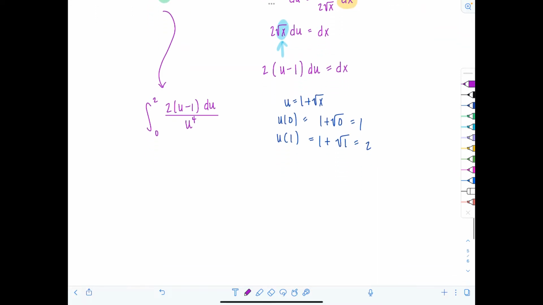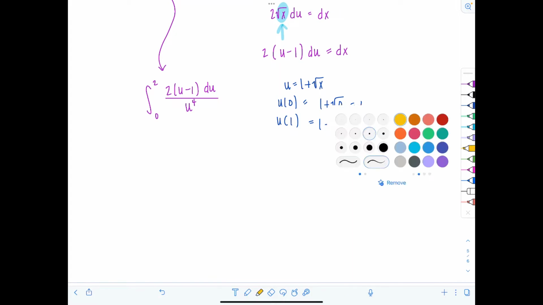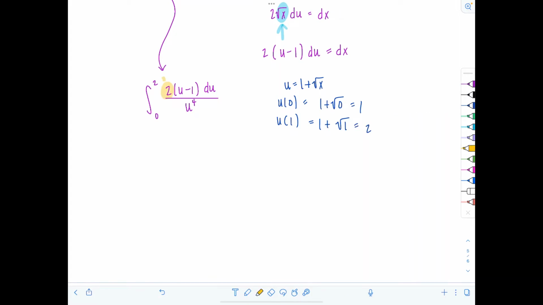Good. What should we do next? We'll get this constant out of here. Move it outside. What was it doing inside anyways? So 2 times the integral from 1 to 2, now we have (u minus 1) over u to the 4th du. And from here, it just takes a little bit of manipulation and we're ready to integrate.